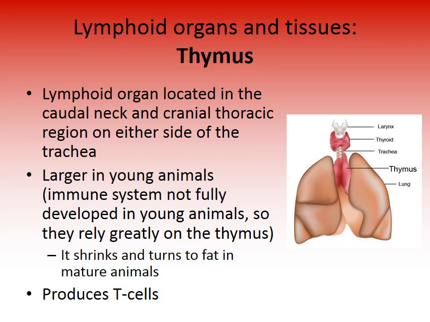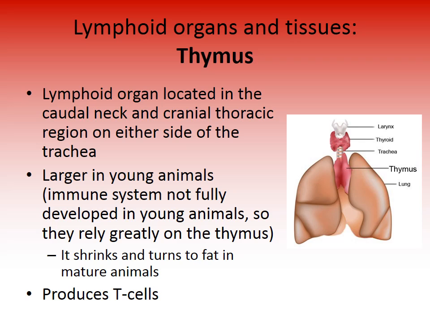Another type of organ or tissue involved in the lymphatic system is the thymus. This lymphoid organ is located in the caudal neck and cranial thoracic region on either side of the trachea, and you can see it in this picture over here to your right. It's much larger in young animals, because the immune system is not fully developed in young animals, so they really rely on the thymus to help them out with their immunity. But it shrinks and turns to fat in mature animals.